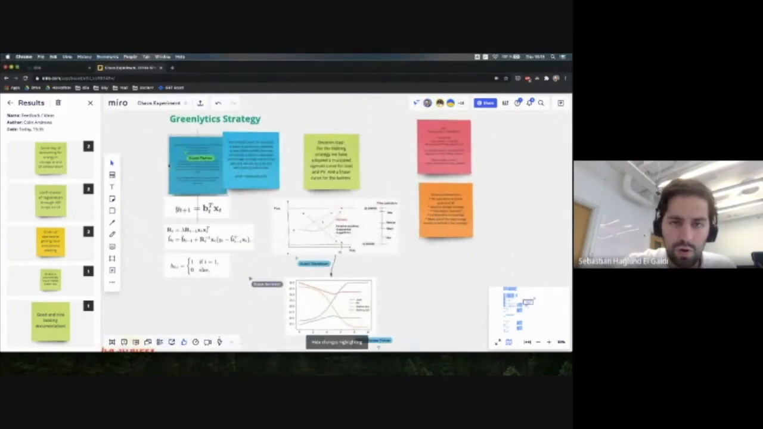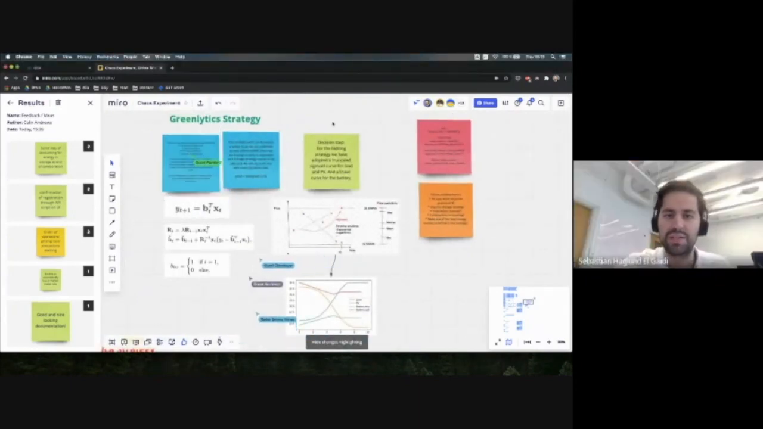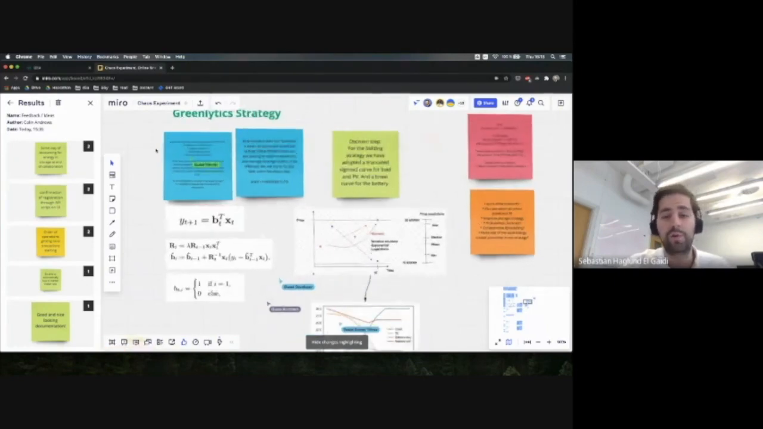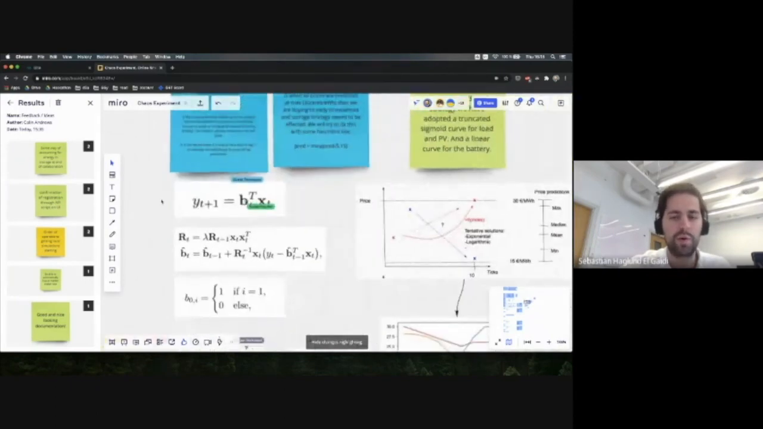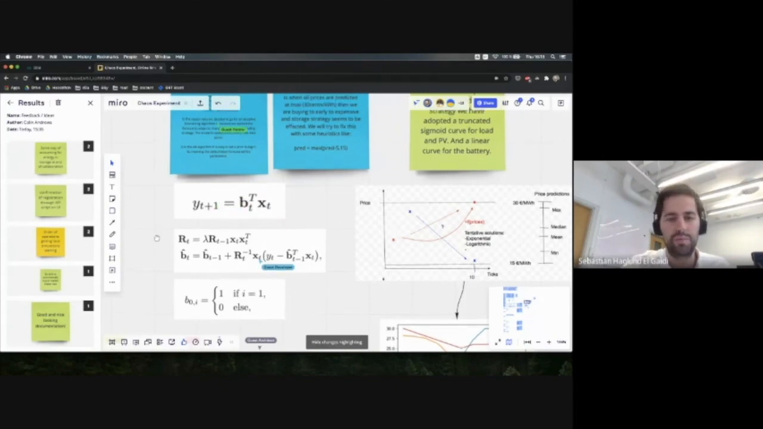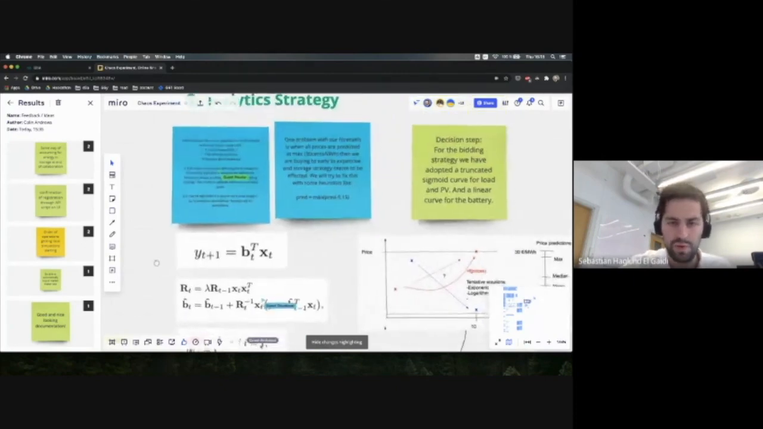The last observed prices, and the sum of all the PV that we have under our governance, and also the sum of the load. So those are the factors that go into the forecast. And this is done with a very simple linear model that takes a parameter matrix B, and then it takes the features from X, and then it makes the forecast for the next step. So we have 3 coefficients that we need to learn.